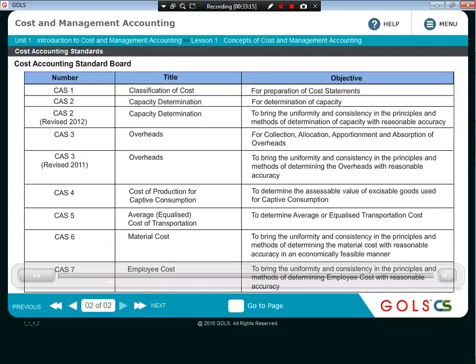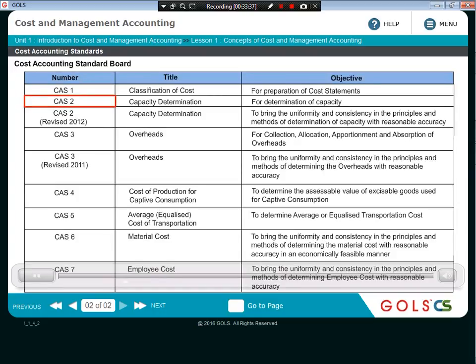Cost accounting standard 1 is in relation to the classification of cost. The objective is for the preparation of the cost statement. While preparing the cost statement, how the cost is to be classified, and on what basis it is to be classified for different industries and different organizations, has been given in cost accounting standard 1.